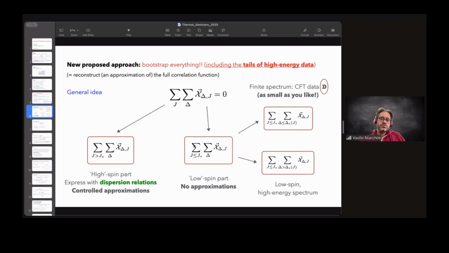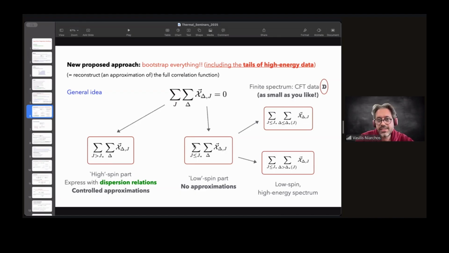So what I want to do today, and it's one of the main results of this work, is to propose a new way to think about all of these crossing equations, and this can in principle be applied in many different contexts, not only in the thermal bootstrap case. And the idea is to bootstrap everything. Basically, not only bootstrap a few low-lying CFT data, which is usually what we expect from the numerical bootstrap, but also bootstrap the tails of high energy data. In other words, try to reconstruct an approximation of the full correlation function.